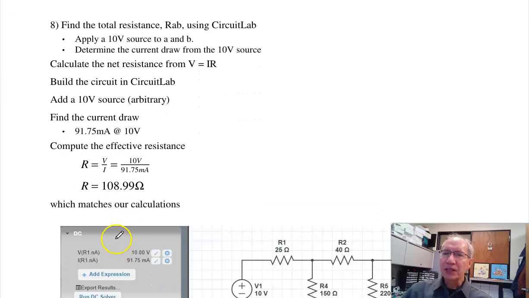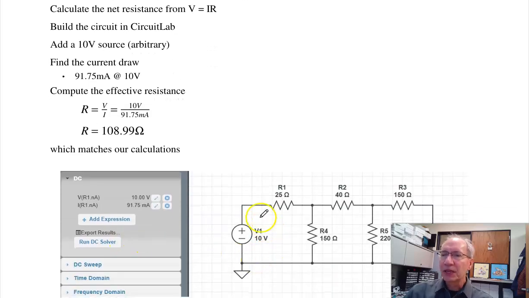Number 8 is check your answer. Again, you don't really need Chegg, you don't need ChatGPT, just Circuit Lab. Build the circuit in Circuit Lab, apply a 10-volt source, find out what the current is. The current is 91 milliamps. The resistance then is voltage over current. This looks like a 108 ohm resistor, and that matches up with the previous problem.